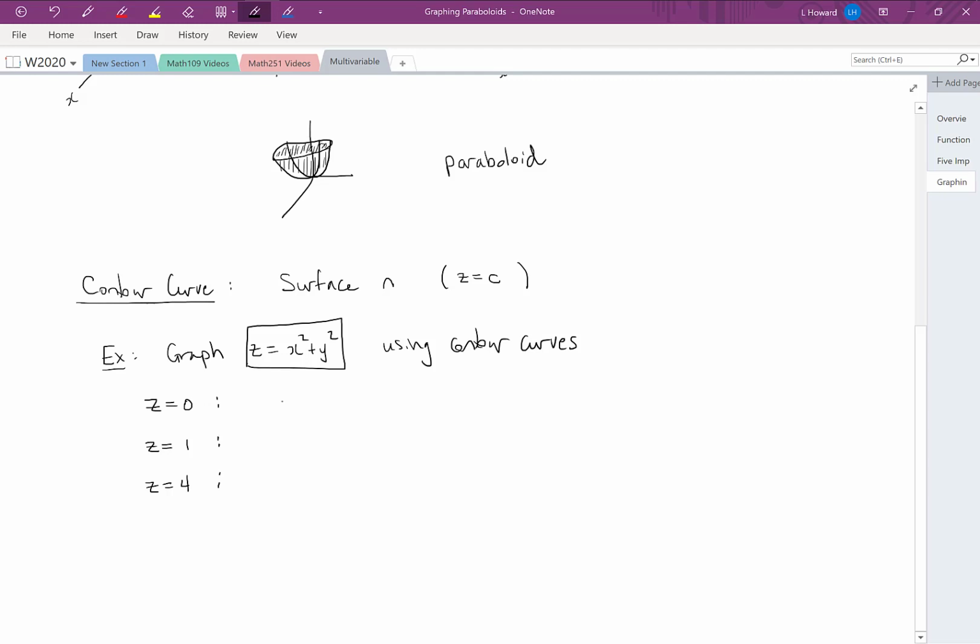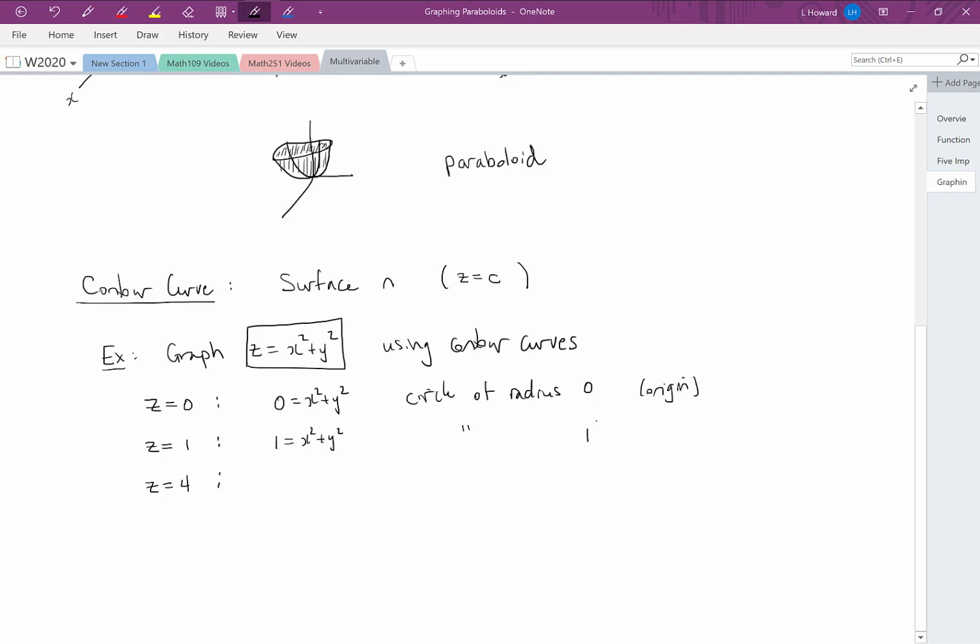So when z equals 0, we get 0 equals x squared plus y squared. And we could think of that as a circle of radius 0, if we want to think of it that way. So it's a circle centered at the origin of radius 0. In other words, it's just the origin that satisfies that equation. Okay, now if z equal 1, we'd have the equation 1 equal x squared plus y squared. So that is a circle of radius 1.